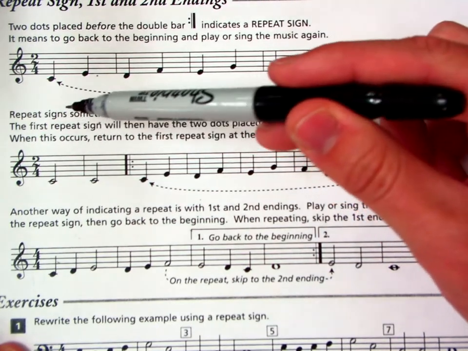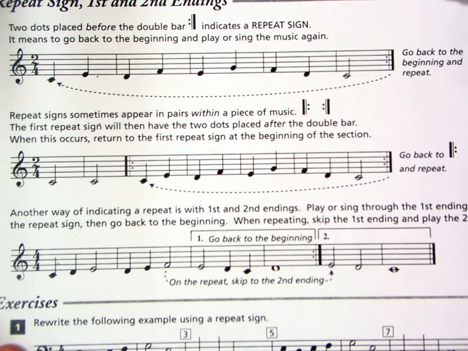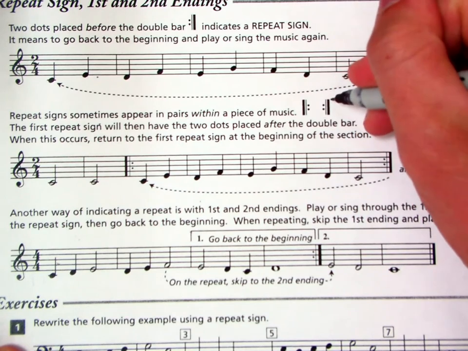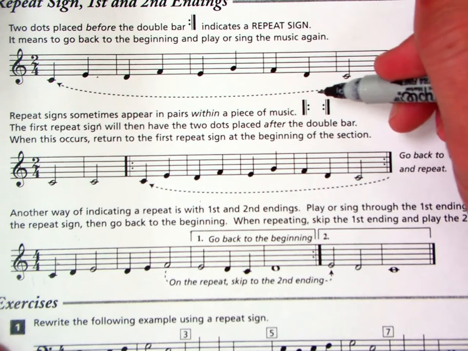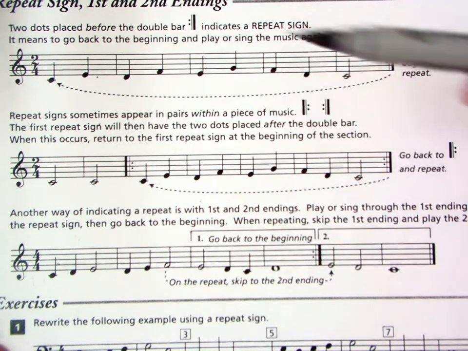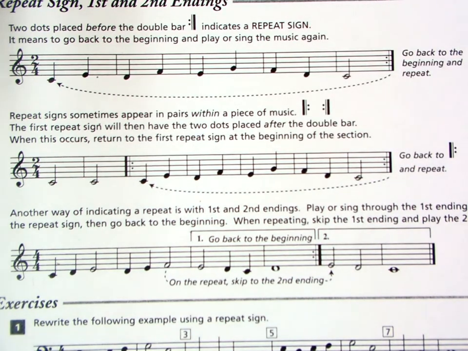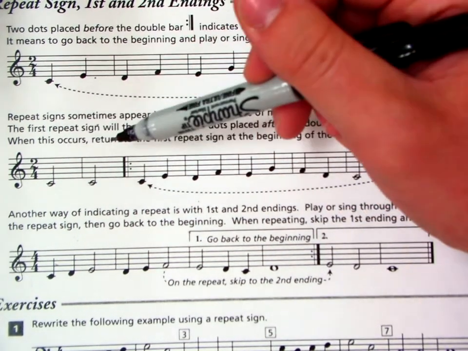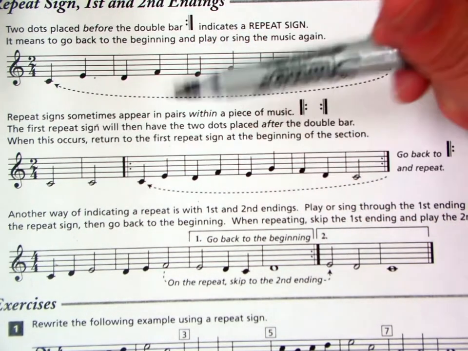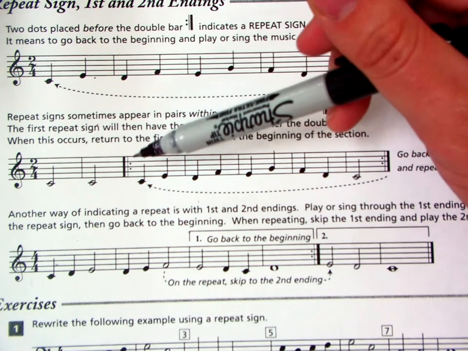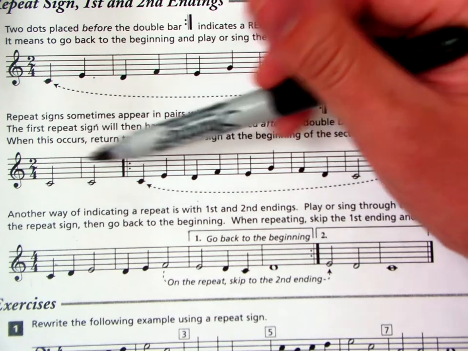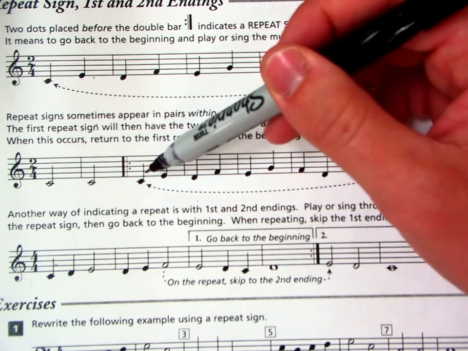Now, repeat signs sometimes appear in pairs within a piece of music. So sometimes you see one like regular, like we've seen, and then you see one the opposite, so the dots are on the other side of the double bar. The first repeat sign will then have two dots placed after the double bar. When this occurs, return to the first repeat sign at the beginning of a section. So in this example, we have two regular measures with nothing there. Then we run into this backwards repeat sign, which we can't do anything with, right? It doesn't tell us to do anything yet, because we can't repeat what we don't have those dots for.